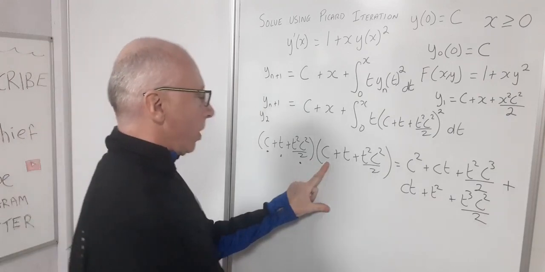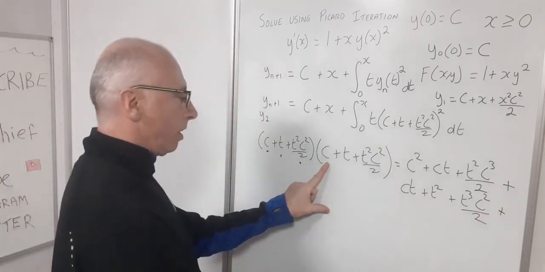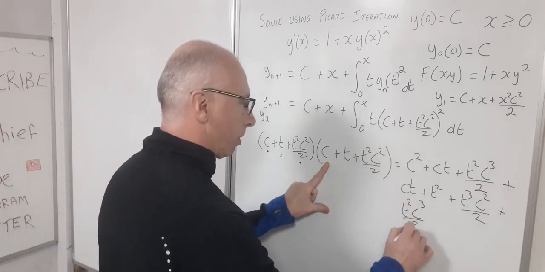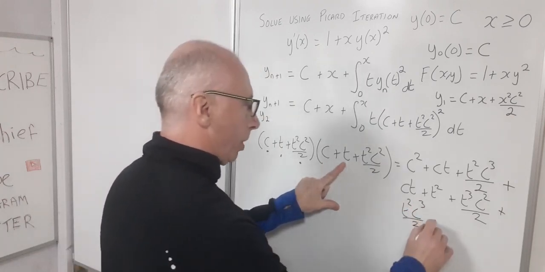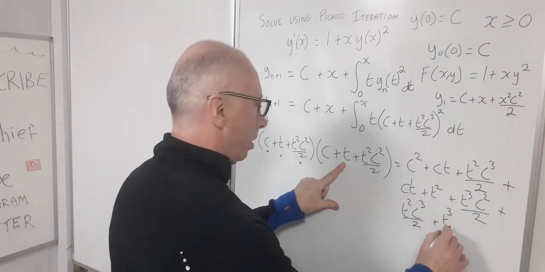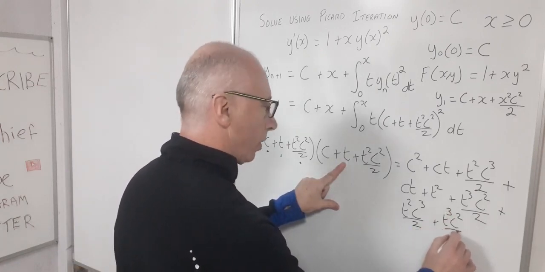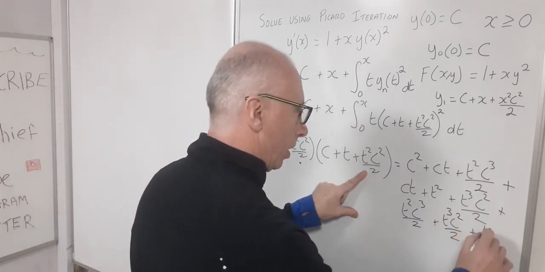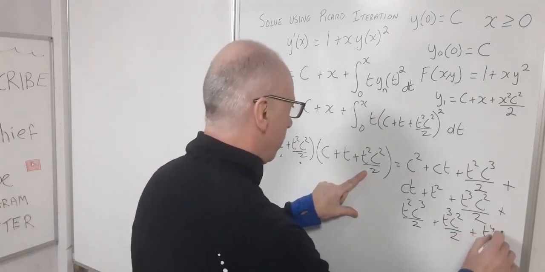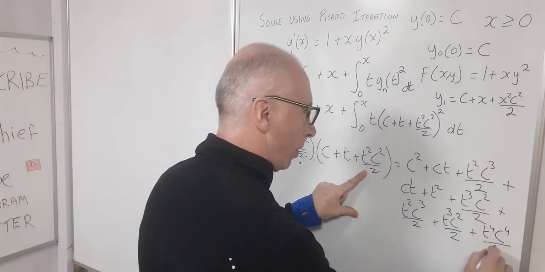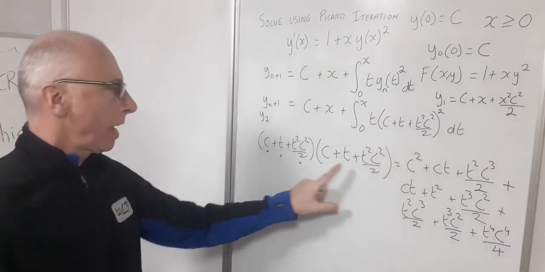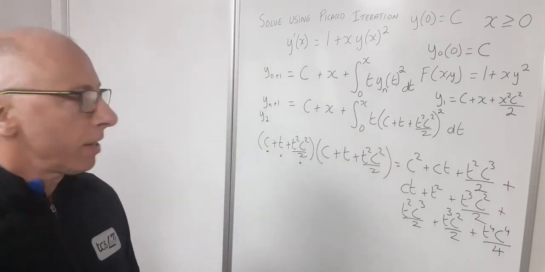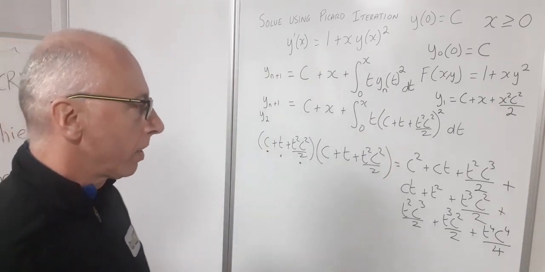So now we've got, add that on again. So now we've got t squared c cubed over 2 plus t cubed c squared over 2 plus t to the 4 c to the 4 over 4. So that'd be that one times that one. So that's what we've got so far. Now let's see if we can do some simplification on this.